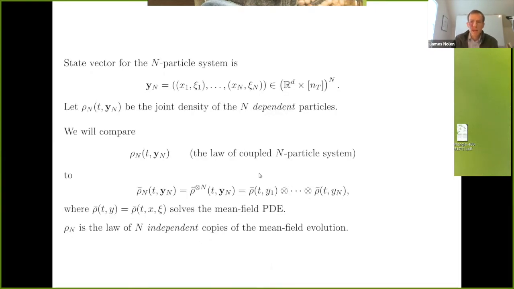Okay, so to compare these two systems, we're going to apply the method of relative entropy. So we think about the state vector for the entire n particle system. So this is a product space, n copies of Euclidean space.